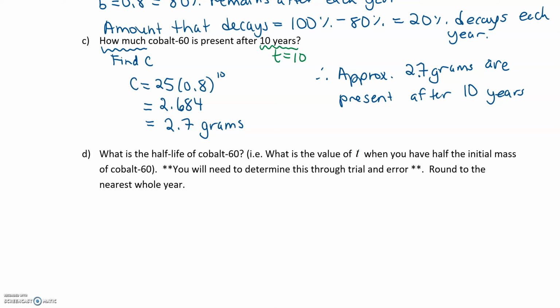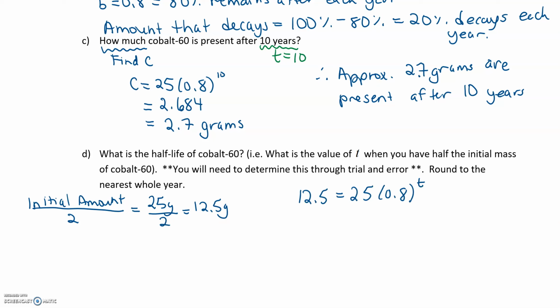Part D says, what is the half-life of cobalt-60? In other words, what is the value of t when you have half the initial mass of cobalt-60 remaining? So you will need to determine this through trial and error, and we are going to round to the nearest whole year. We need to determine how long it takes to go from our initial amount of 25 grams until we have half of that remaining, which is 12.5 grams. So we're looking for the value of t when our amount is equal to 12.5.